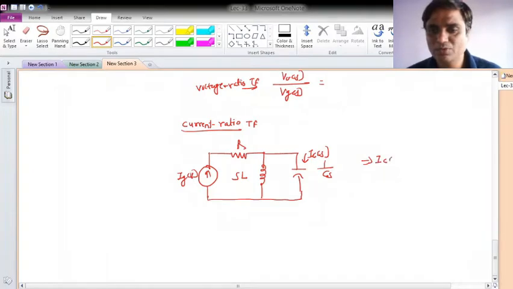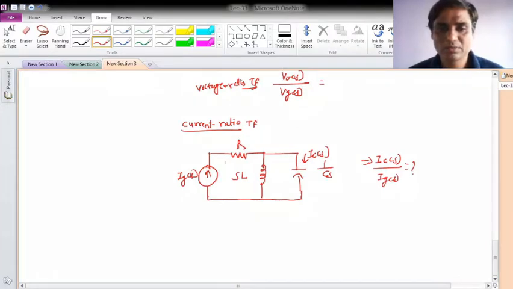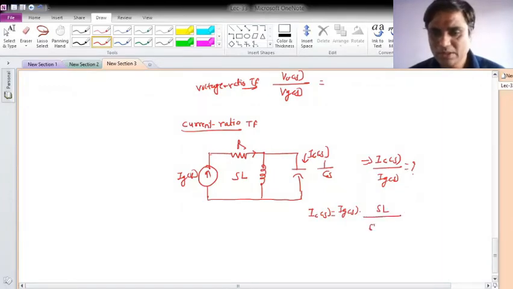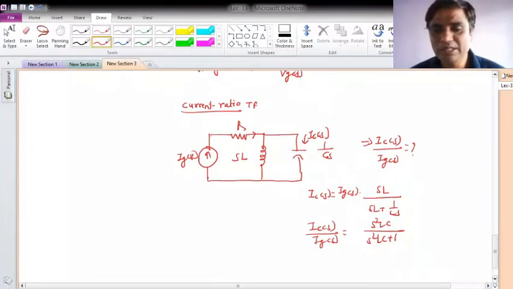So what I have to obtain is, let's say, IC of S divided by IG of S, as I am taking this from two different terminals. That's why it is a transfer function. So what will be IC of S? It will be the total current IG of S into SL divided by SL plus 1 over CS. It is simple as that. So IC of S upon IG of S will be S square LC over S square LC plus 1. So this way we can compute the network function.